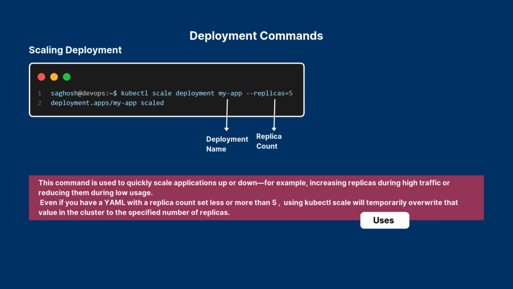So even if you have a YAML with the replica count, which can be more or less than the one we will use in the command, using kubectl scale will temporarily override the value in the cluster to the specified number of replicas that we are using in the command.